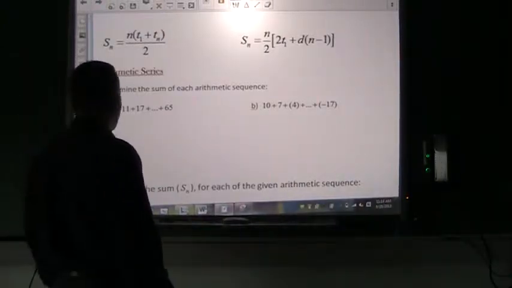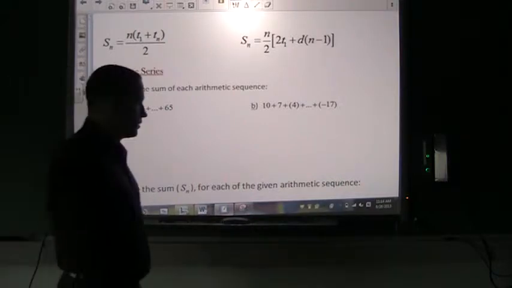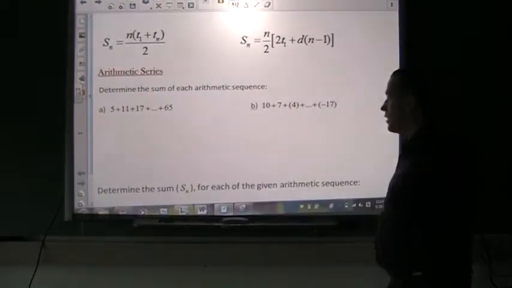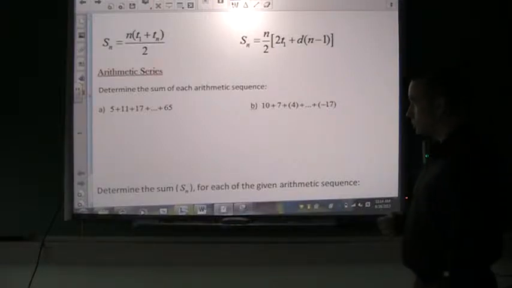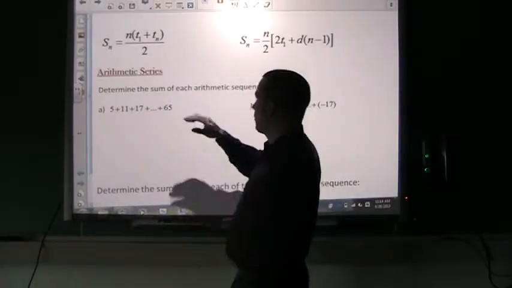Okay, so we're continuing on with the Arithmetic Series. So this is the second part of your assignment. We did the sequences first. So let's jump into it.